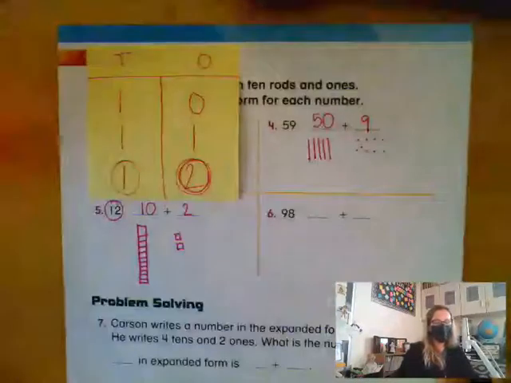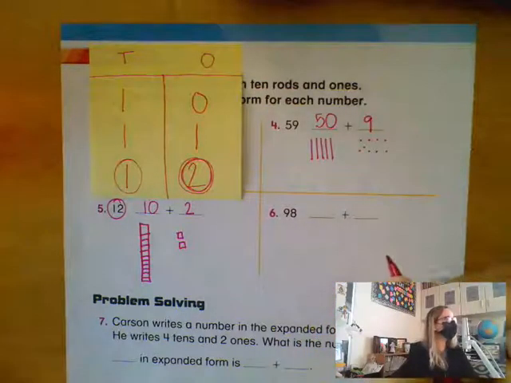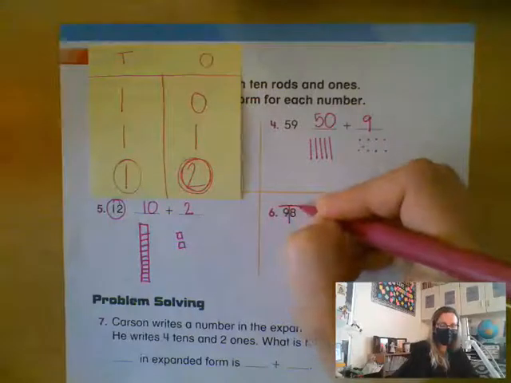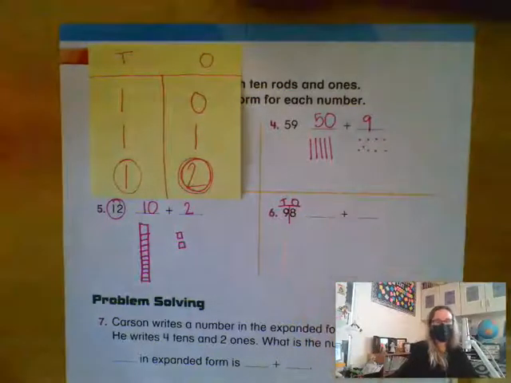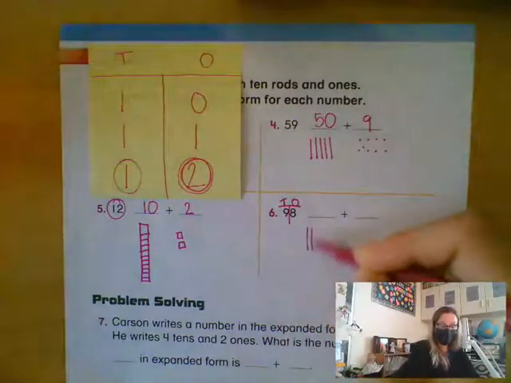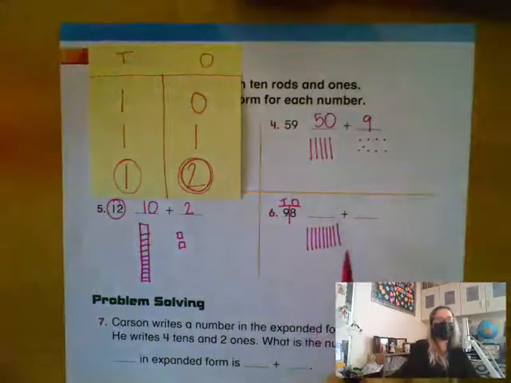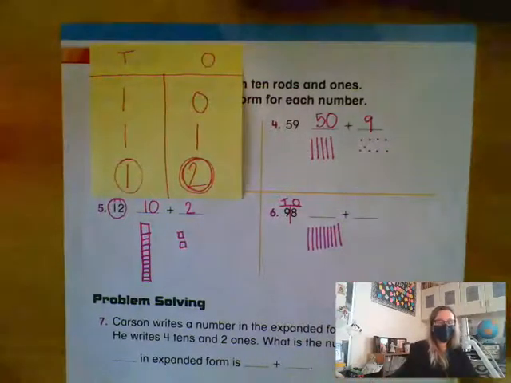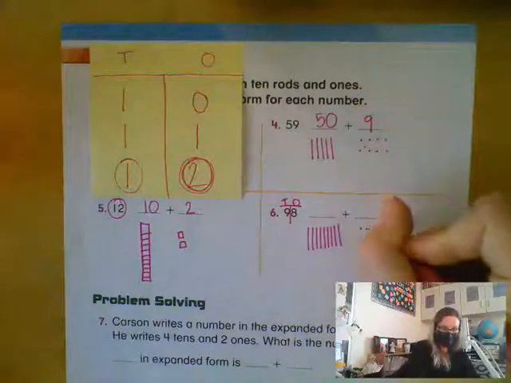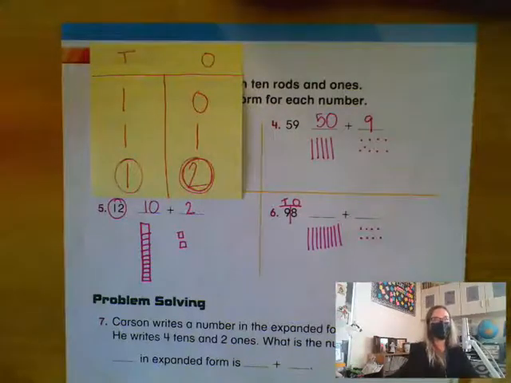Let's try another one. Back at 98. How many tens? How many ones? Remember, if you're not sure about tens and ones, draw a line down the middle. These are your tens. These are your ones. So how many 10s are there, Beckett? 9. So 1, 2, 3, 4, 5, 6, 7, 8, 9. Each of those lines is 10 cubes. How many 1s, Beckett? 8. 1, 2, 3, 4, 5, 6, 7, 8. Each of those dots is 1 cube.